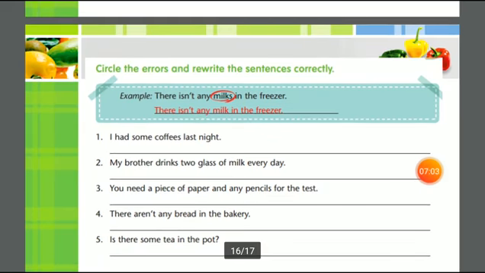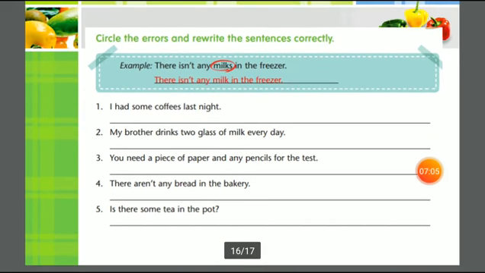And next exercise, circle the errors and rewrite the sentences correctly. Example, there isn't any milk in the freezer. There isn't any milk in the freezer. Not any milks. Any milk is right. Any milks is wrong.